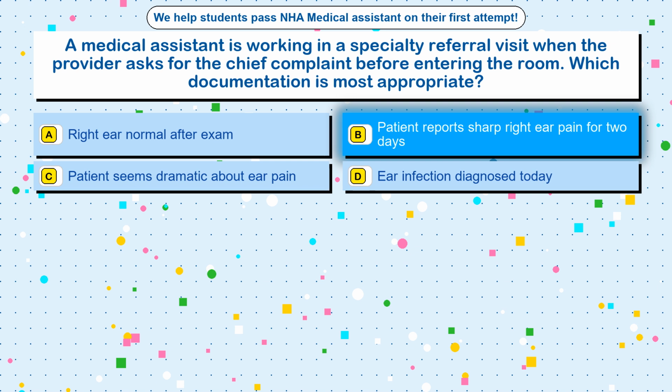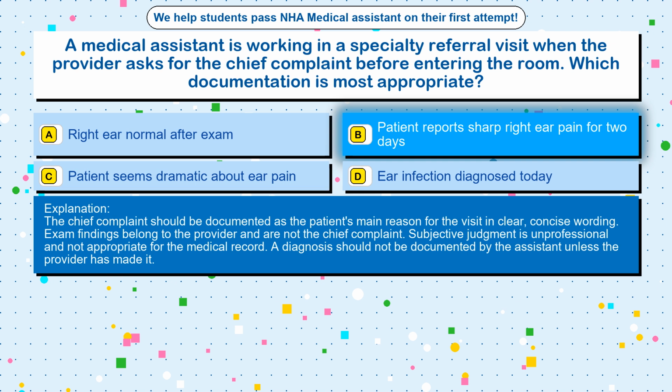Patient reports sharp right ear pain for 2 days. The chief complaint should be documented as the patient's main reason for the visit in clear, concise wording. Exam findings belong to the provider and are not the chief complaint. Subjective judgment is unprofessional and not appropriate for the medical record. A diagnosis should not be documented by the assistant unless the provider has made it.